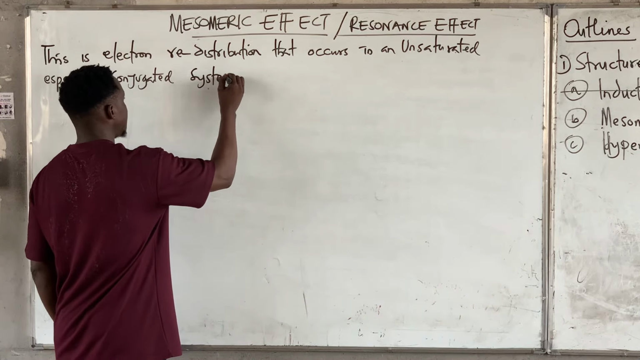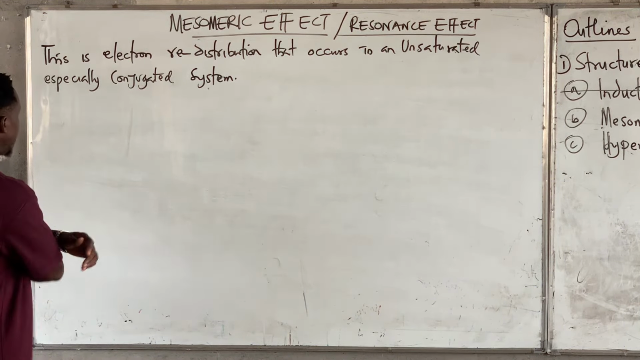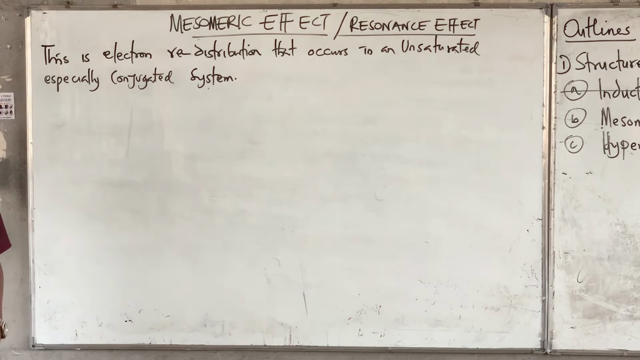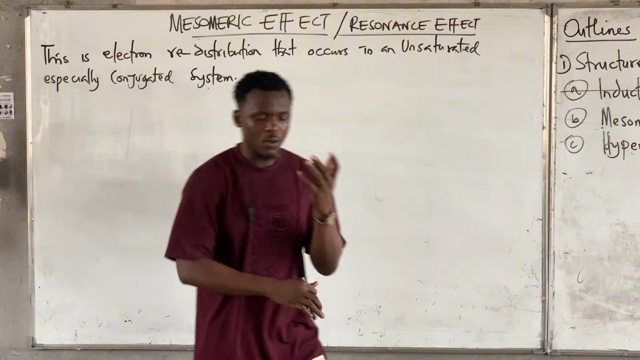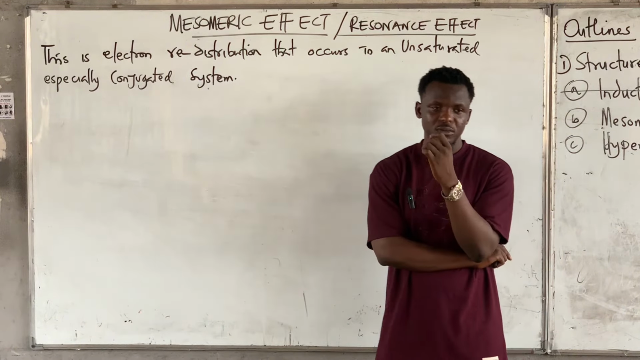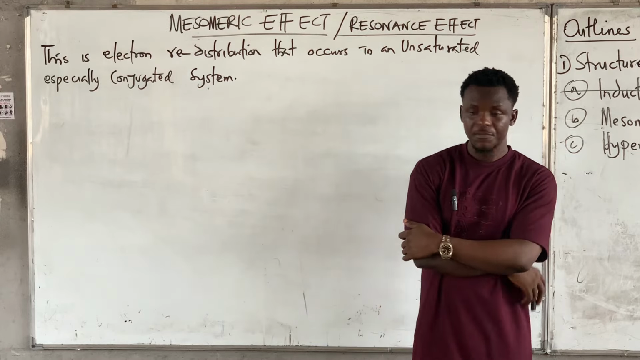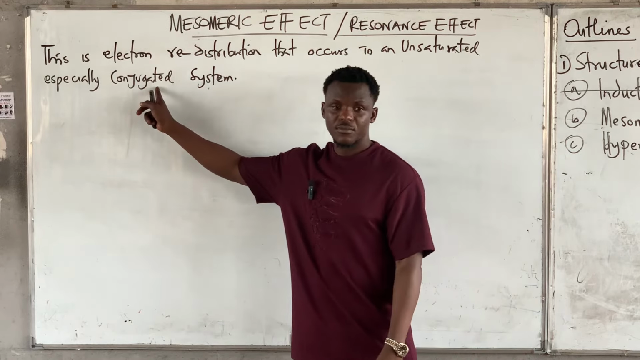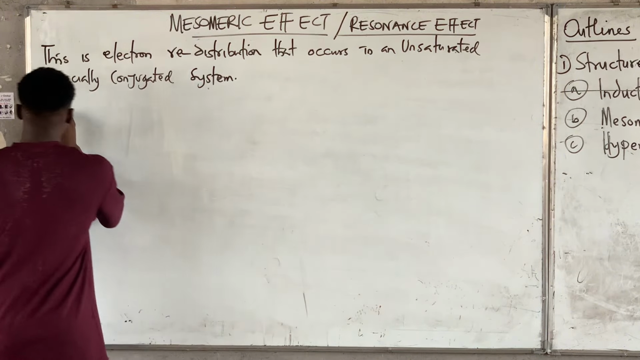I'm going to be explaining this one after the other. Electron redistribution that occurs in an unsaturated, especially conjugated system. Now, once I say unsaturated, you should know that an unsaturated system is basically compounds that contain a double bond and also what? A triple bond. So not just all unsaturated systems will undergo mesomeric effect, but the ones that are what? Conjugated.